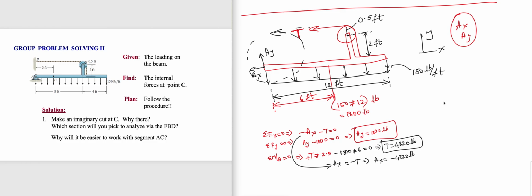For example, AX is negative 4320, and we want to consider the left part AC. So let me draw the free body diagram of AC.